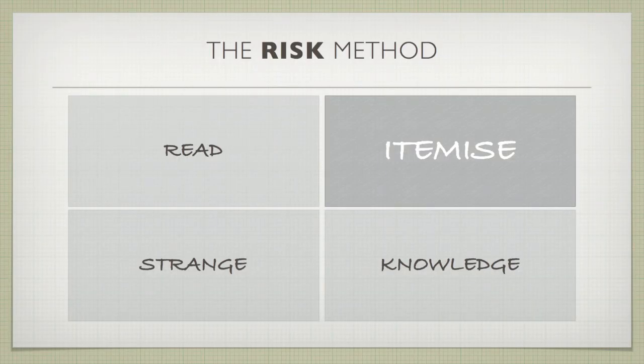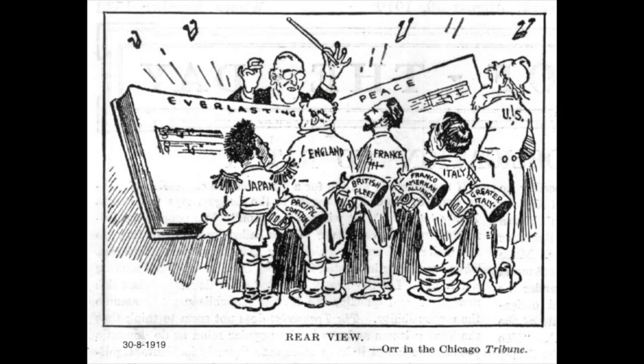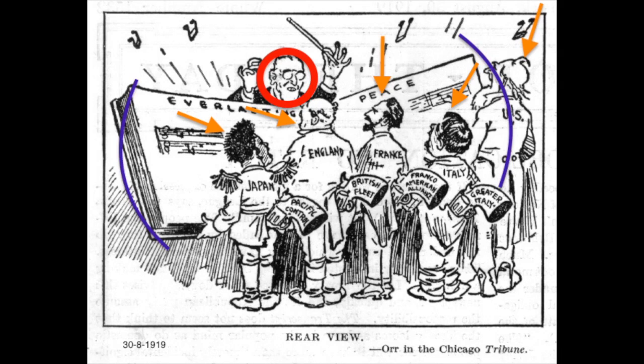Step 2 is to Itemize. On paper or in your mind, circle every important item. What are the big items and small items in Rear View? Let's itemize them together. We have a conductor who is content and focused on the job. 1, 2, 3, 4, 5 singers. A piece of music, guns, notes of music, and a baton.